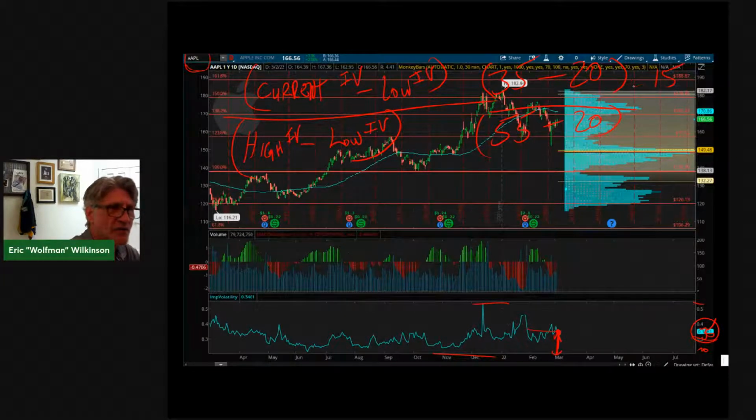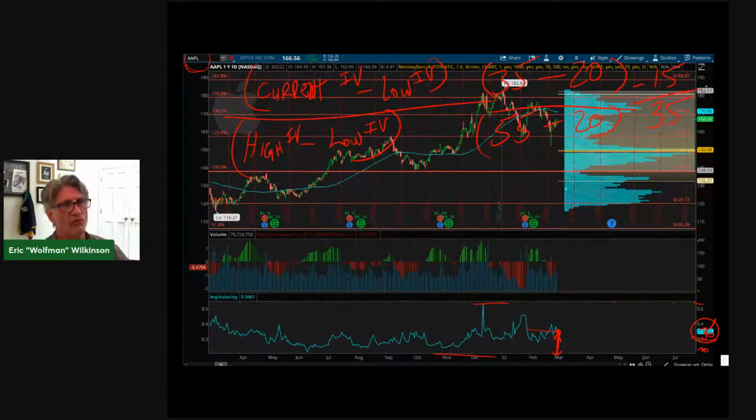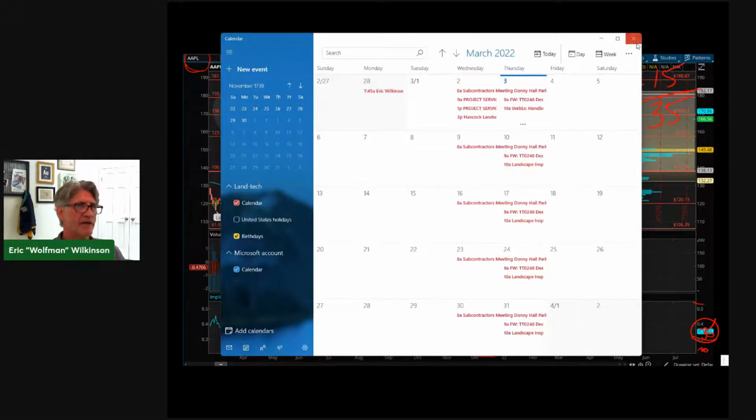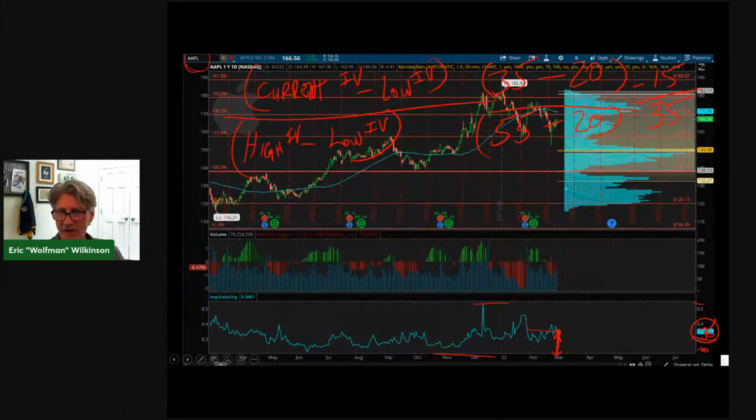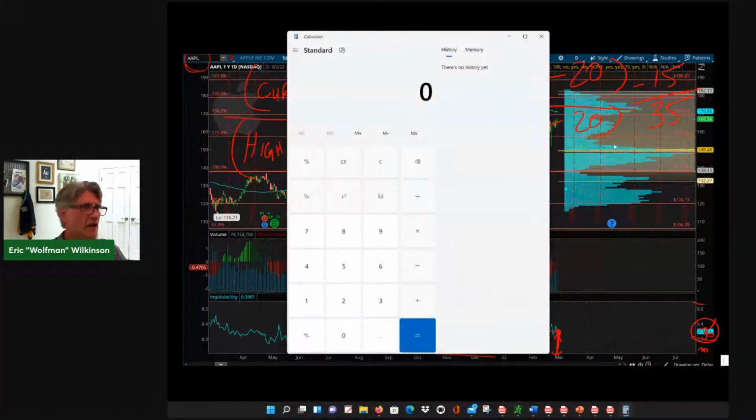So 15 equals 15 divided by 35. So what is that? It's just slightly under the 50%. So what is that, 45%? Can somebody pull a calculator up for me? So I guess I pulled up the calendar. Anybody got a calculator? Where's my calculator? I'll try and do the math real quick. I don't see my calculator. There it is. All right, so let's do this.